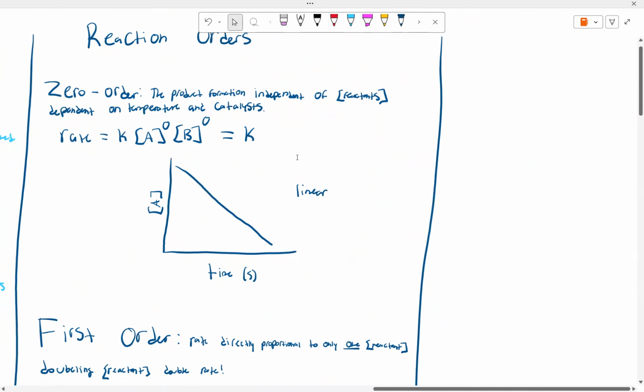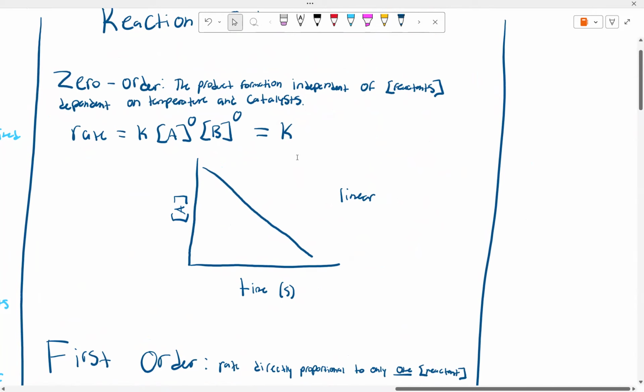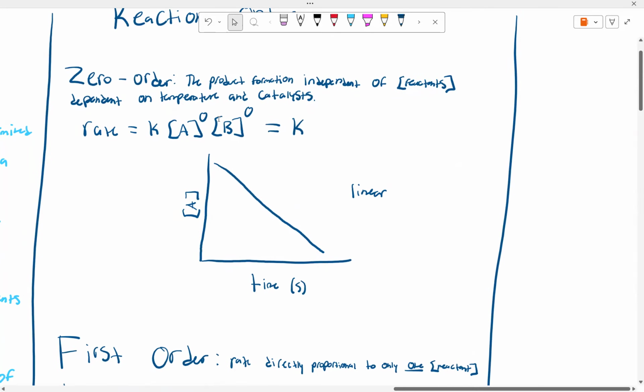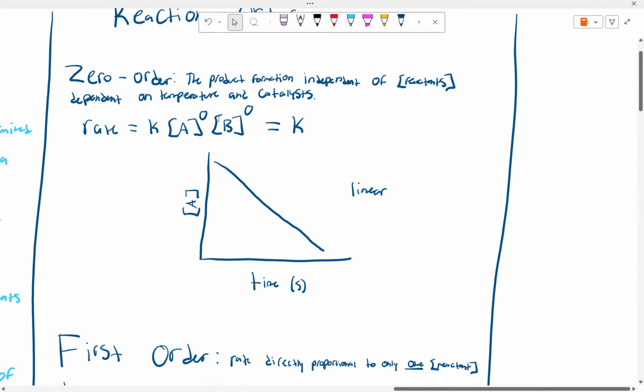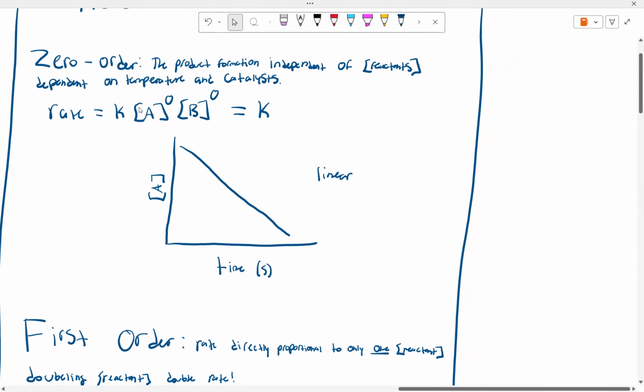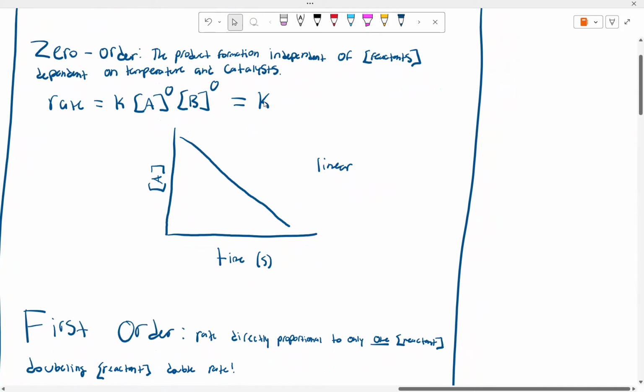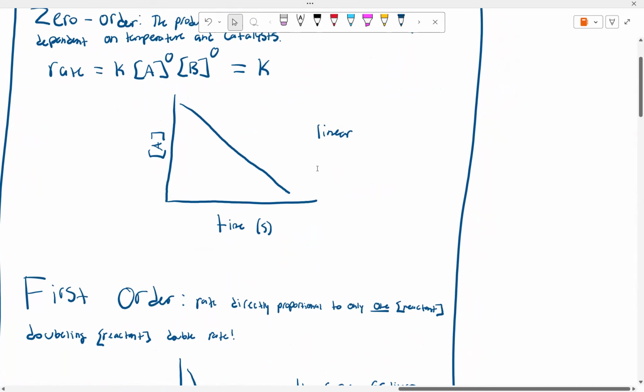So overall reaction orders, this is something that's not super important. You would probably just be asked to identify what type of order this is if you're given a graph. So zero order is a product formation which is independent of the concentration of the reactants, since they're both raised to the power of 0. So it's completely dependent on temperature and catalysts. Since if you raise anything to the power of 0, that is 1. So this is saying rate is equal to k. And this is a completely linear graph.